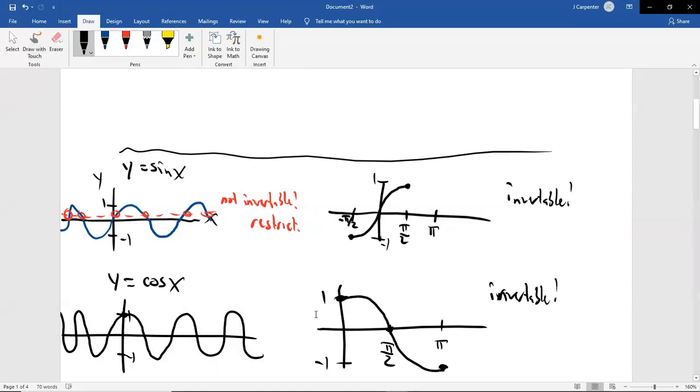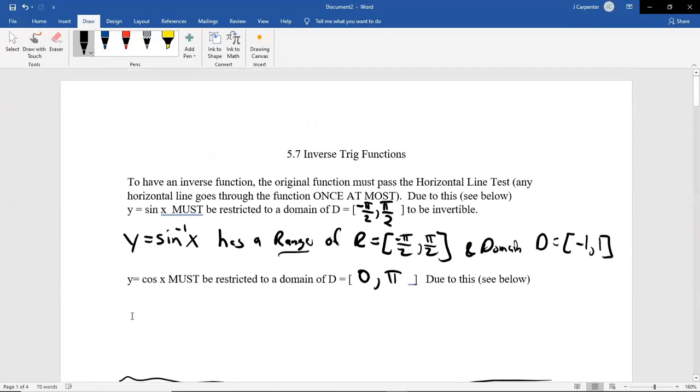Same idea. Because the cosine is bound with a range of -1 to 1, that means the inverse cosine would have a domain of -1 to 1. And we've already established that since the domain of cosine is from 0 to pi, the range of the inverse function would be that. So y equals cosine inverse of x has a range R equals 0 to pi. And again, that is because the domain of cosine is 0 to pi.